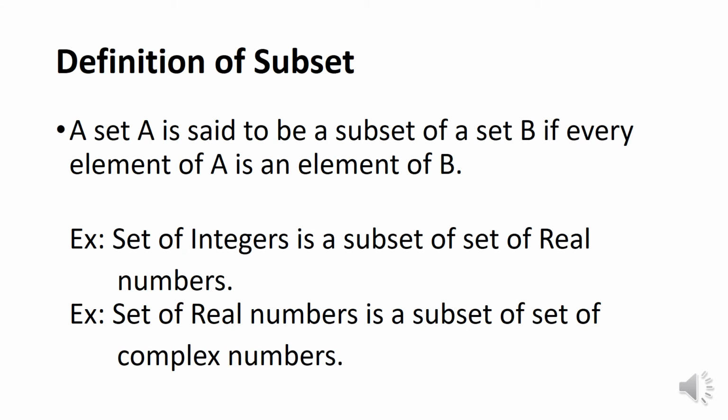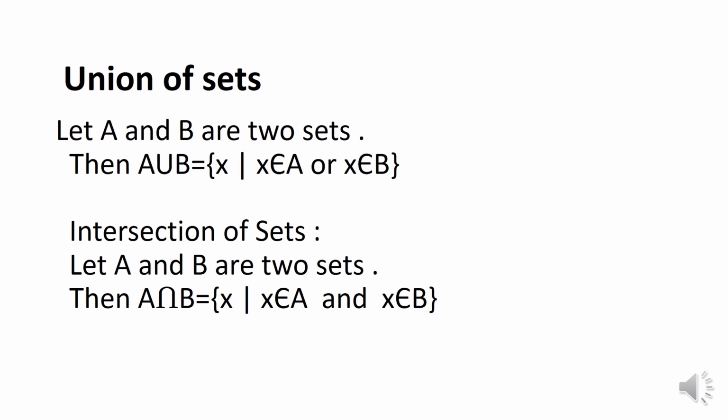Definition of a subset. A set A is said to be a subset of a set B if every element of A is an element of B. Example, the set of integers is a subset of the set of real numbers. The set of real numbers is a subset of the set of complex numbers.